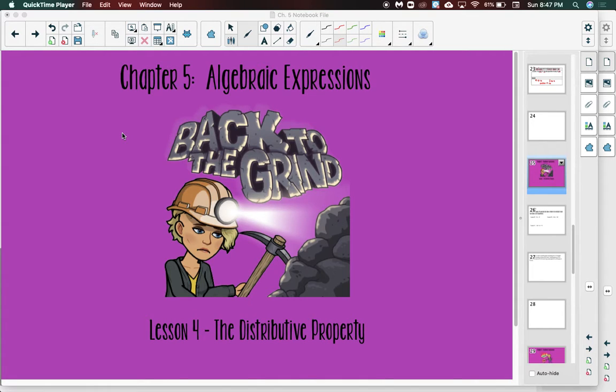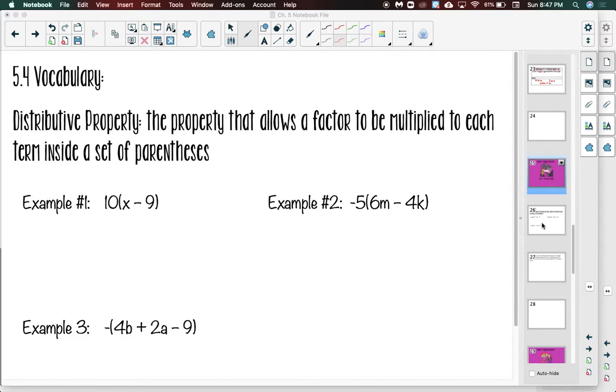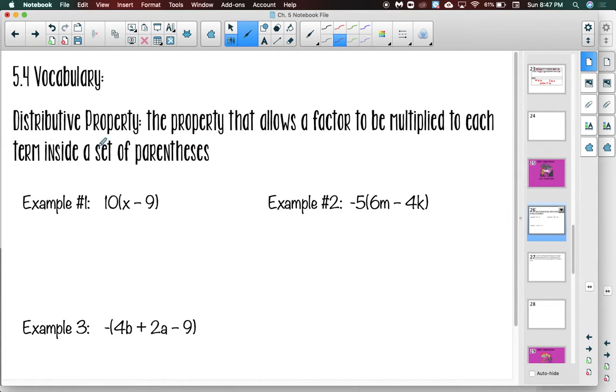So we are now at the fourth lesson in chapter 5. This lesson is called the distributive property, and we didn't include this with the last video because this property is so important that it gets its very own lesson, very own video. Let's get started. So we're going to start with some vocabulary.